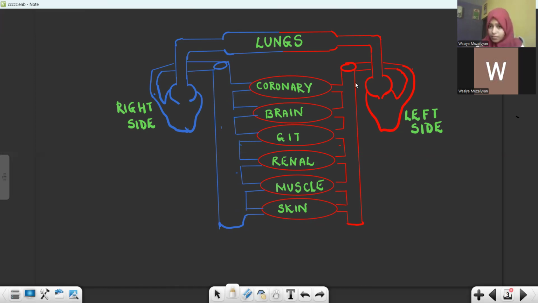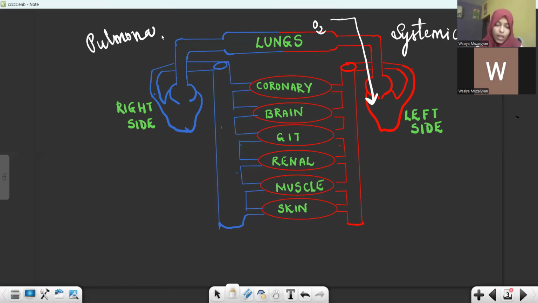Okay. So when the oxygen-rich blood enters the heart, there is a type of circulation going on, right? This type of circulation where the oxygenated blood travels to the different body parts is called the systemic circulation. And when from the entire body it moves back to the heart, that type of circulation is called the pulmonary circulation. So we have two types of circulation, systemic circulation and pulmonary circulation.